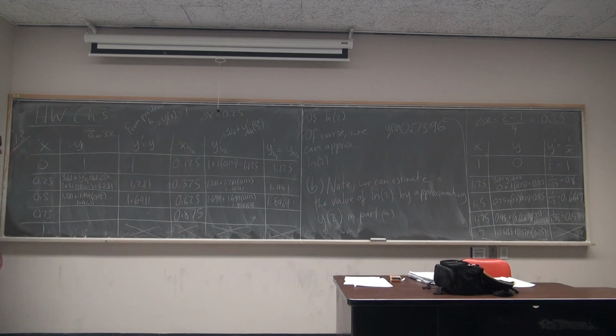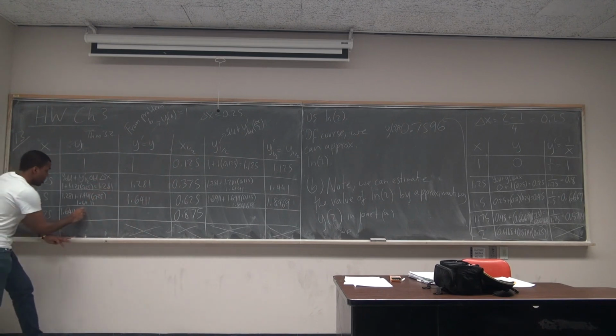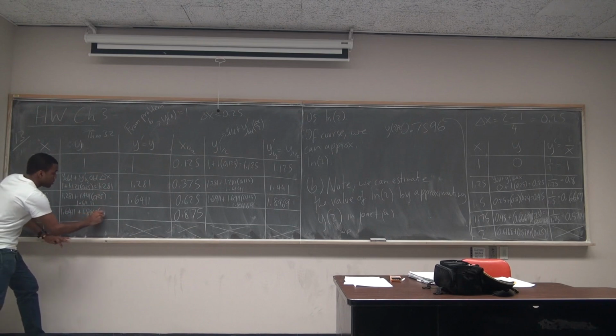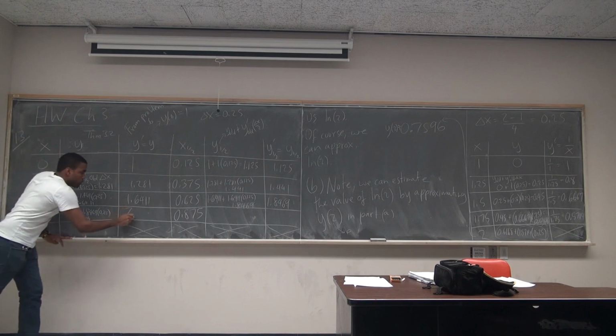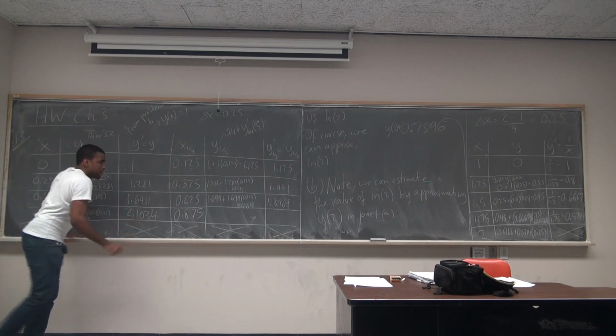Okay, so now again, old y, 1.4664, 1.6411 plus the y prime from way over there, 1.8469 times delta x, which is 0.25, and that gives me 2.1034. Which this would give me 2.1034.